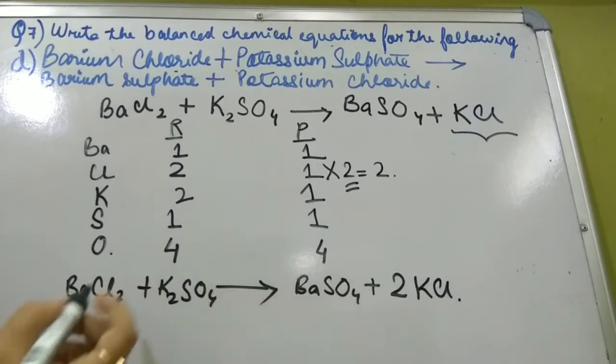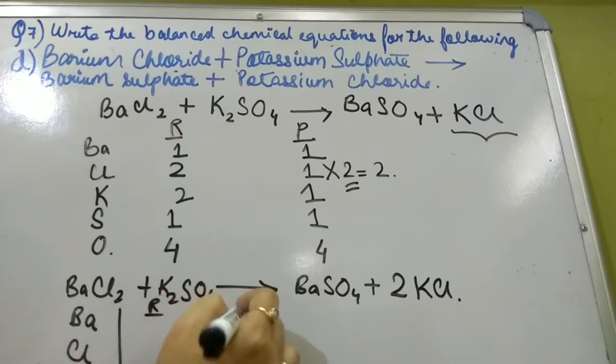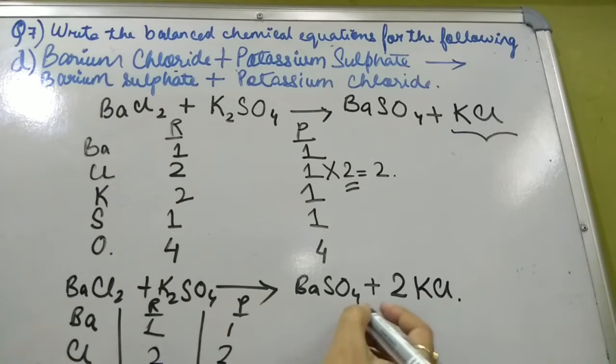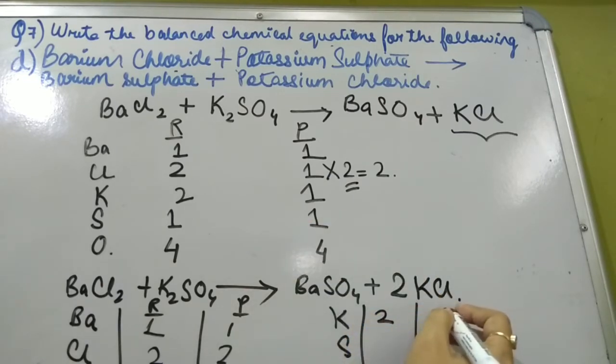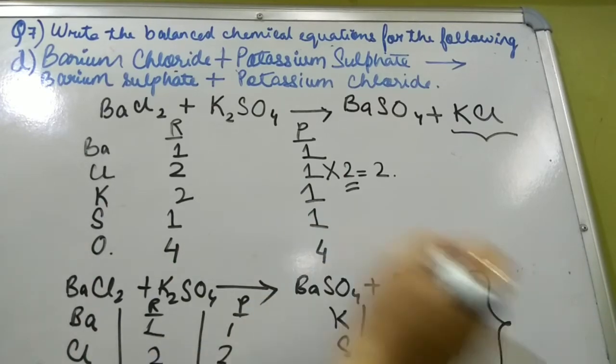Again, let's calculate the number of atoms in the reactant and in the product. Barium chloride in the reactant, and in the product we will check. So barium, we have 1 barium in the reactant side, and in the product also we have 1. Chlorine we have 2, and in the product now we have 2. So for potassium, sulfur and oxygen, potassium we have 2 in the reactant and 2 in the product. Sulfur we have 1 in the reactant and 1 in the product, and oxygen also we have 4 in the reactant and 4 in the product. So all these are balanced. Reactant and product all are balanced. So this is the balanced equation.